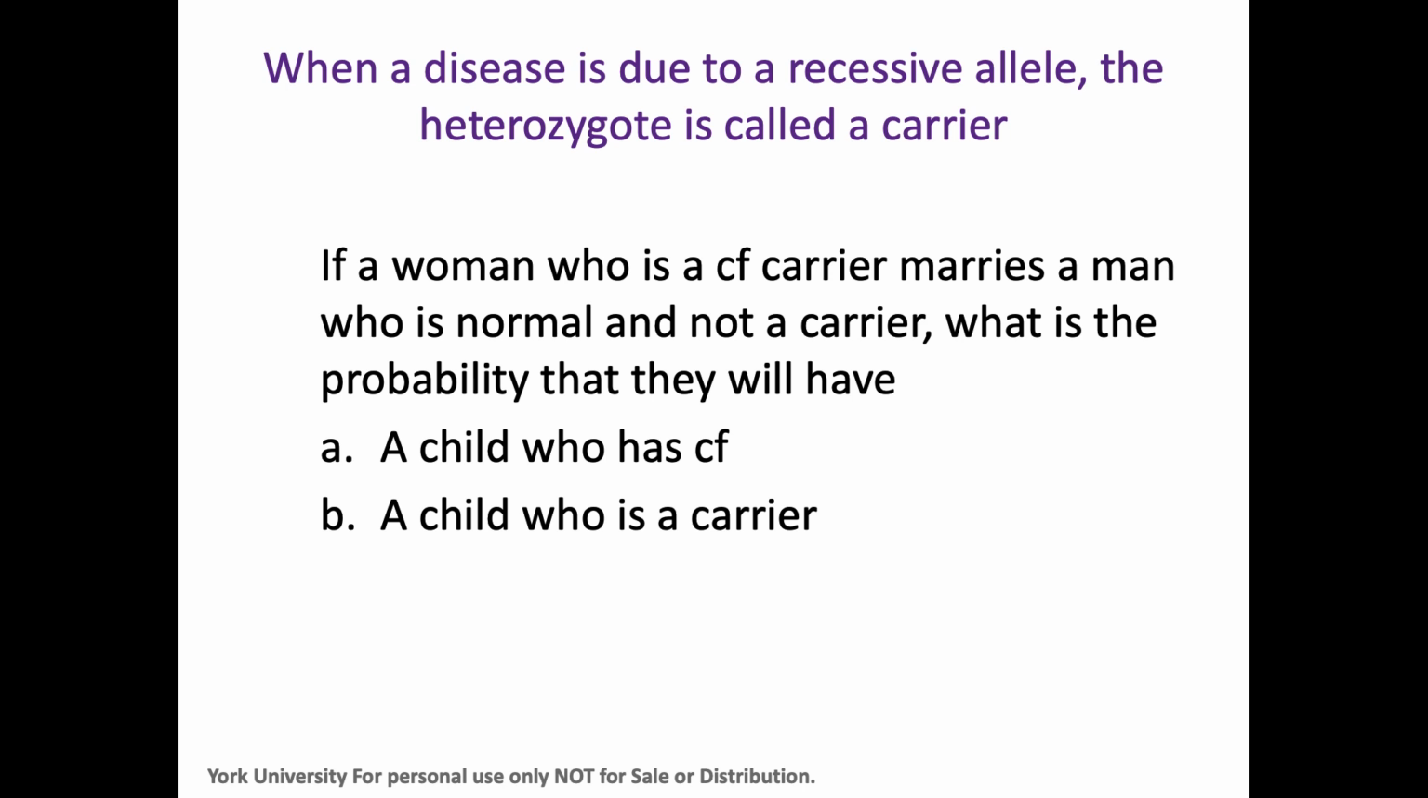Now, when we're working with human diseases and we talk about a disease which is due to a recessive allele, individuals who are heterozygotes and therefore have a normal phenotype are referred to as carriers because although the phenotype is normal, they're actually carrying the disease allele.